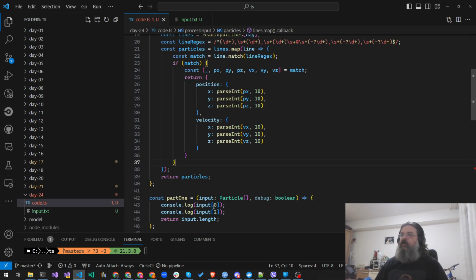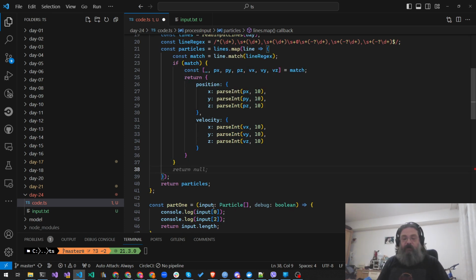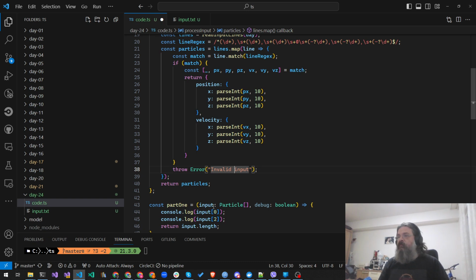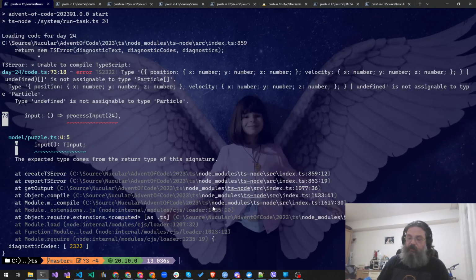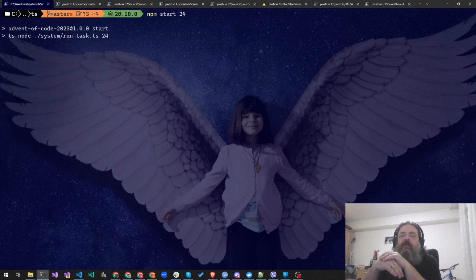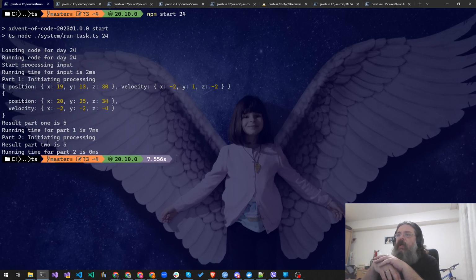Yeah, this thing says, well, what happens if it doesn't match? Well, then we have an invalid line. And now it knows that that method will either return a point or it will throw, which is a valid exit point as far as it's concerned. So let's see. Yeah, so everything went well.